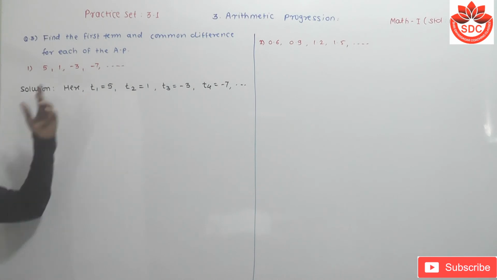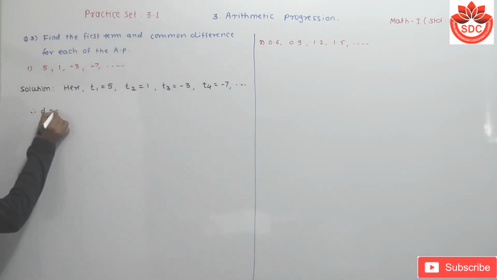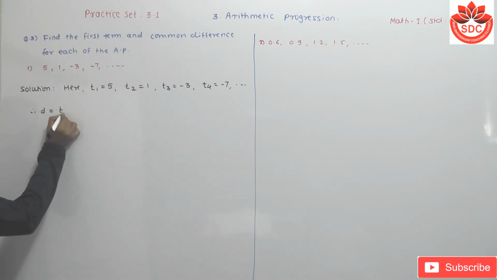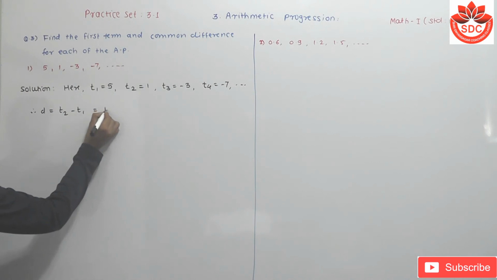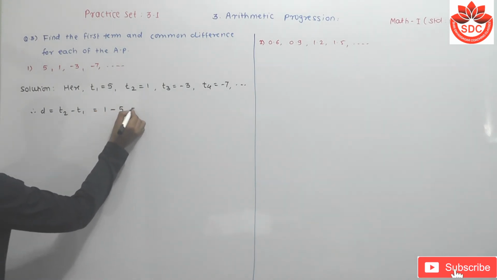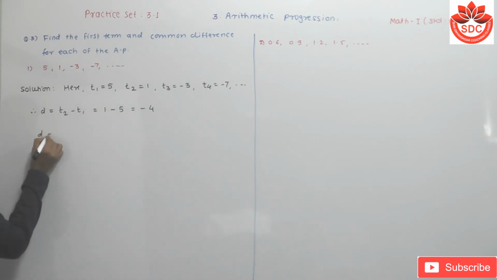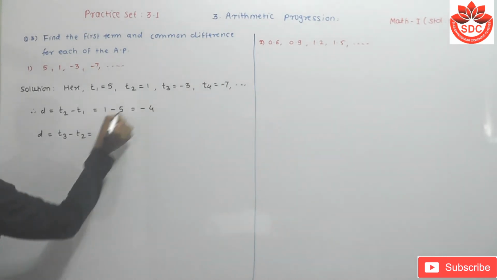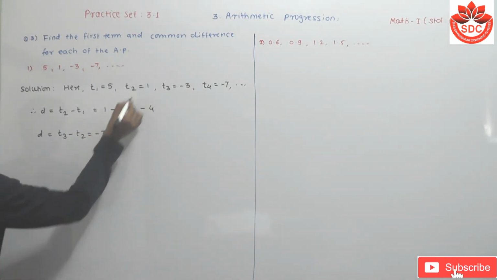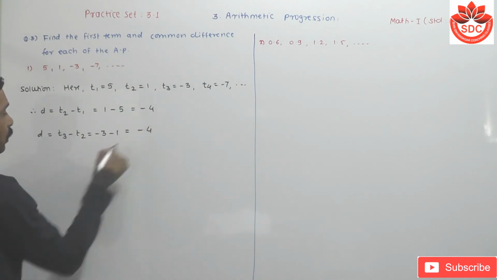Now we can find out the common difference here. Common difference D is equal to the difference between two consecutive terms, that means T2 minus T1. T2 is 1 minus 5. The subtraction is minus 4. Next, D is equal to T3 minus T2. T3 is minus 3 minus T2 which is 1, equal to minus 4.